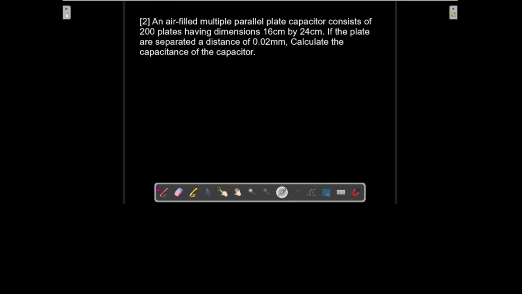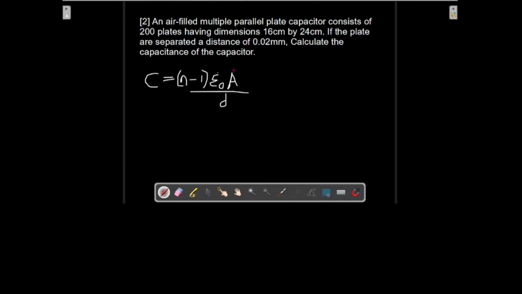So there's a formula for parallel plate capacitor, and when you have a lot of them, the formula for the capacitance is C equals n minus 1, where n minus 1 represents the number of plates, multiplied by epsilon naught. That epsilon naught is what you call permittivity of free space. Multiplied by the area divided by the distance. Distance apart, not diameter. So n in this case is the number of plates, which is 200.